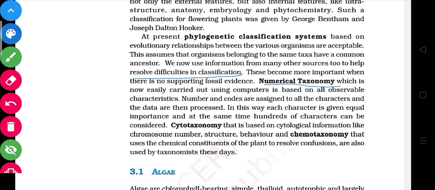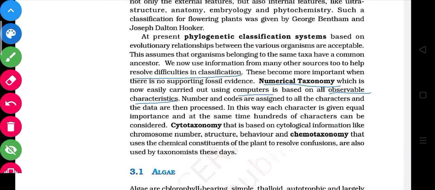One of them is numerical taxonomy. Okay, numerical taxonomy, which is now easily carried out using computers, is based on all observable characters. Numbers and codes are assigned to all the characters and the data are then processed. In this way, each character is given equal importance and at the same time hundreds of characters can be considered. So, in numerical taxonomy, this is carried out using computers. With the help of computers, we are classifying different organisms. Okay, and it is based on all observable characters.